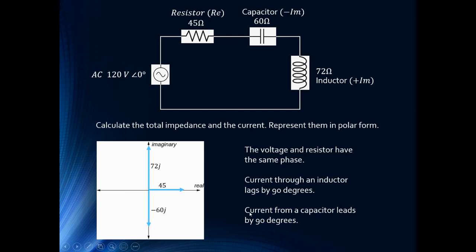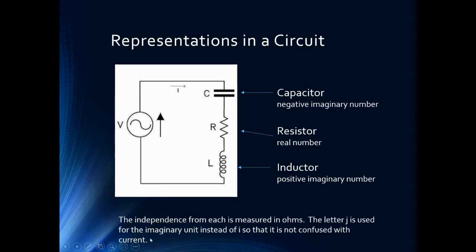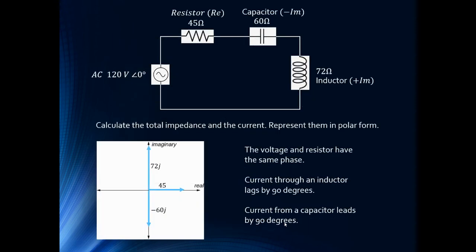So impedance, I put this on the slide before, and I think I put the wrong word here. It must have auto-corrected, but the impedance from each is measured in ohms. And the impedance is like the overall resistance. And we can represent this in polar form. So right here, I put these three on my imaginary or complex plane.